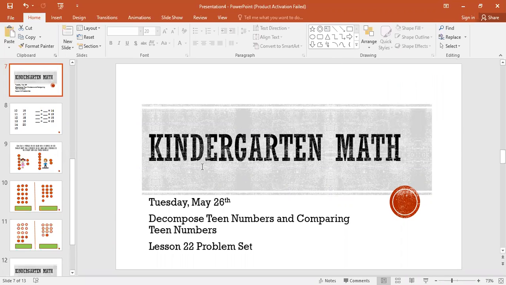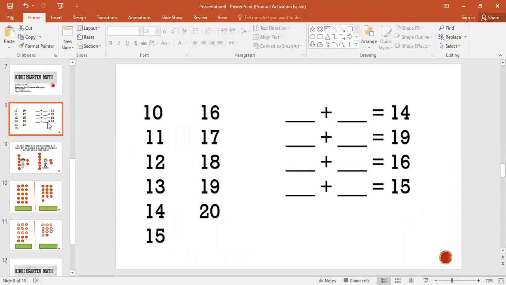Today we will be decomposing teen numbers and comparing teen numbers. And what does that mean to compare teen numbers? That means that we will see which set has fewer circles in teen numbers. So we want to see what has more and what has fewer numbers of circles. Today, you will complete lesson 22 problem set and upload that to your portfolio page.